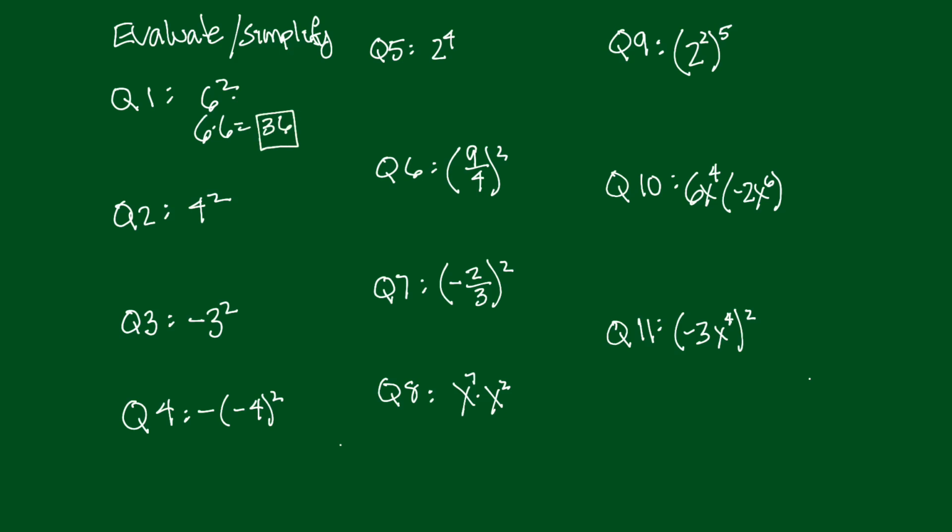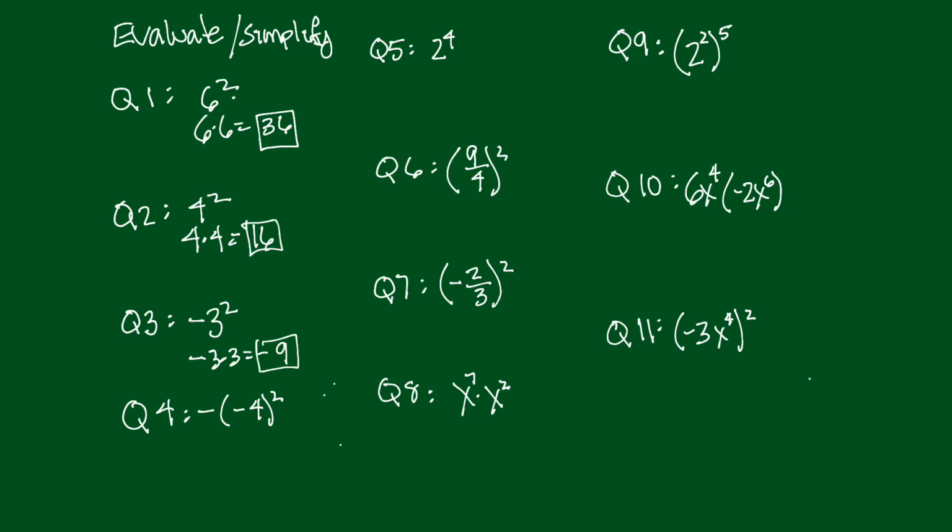Let's go to the next one. 4 squared. 4 appears twice in that multiplication, so this is going to be 16. Now, negative 3 squared, just be careful. The 2, the square, applies only to what is directly below it, which is the 3. So this is going to be negative 3 times 3, which is negative 9. Let's put boxes around these.